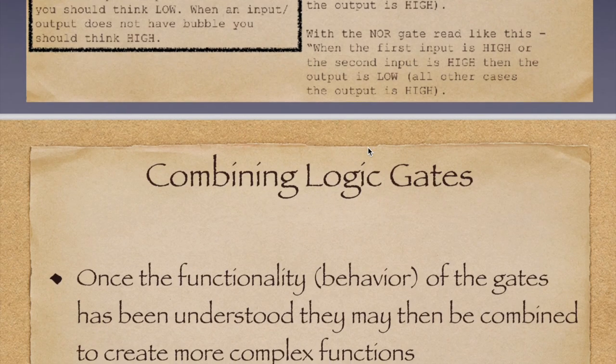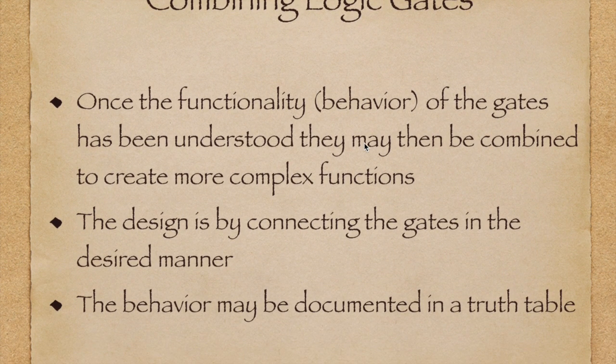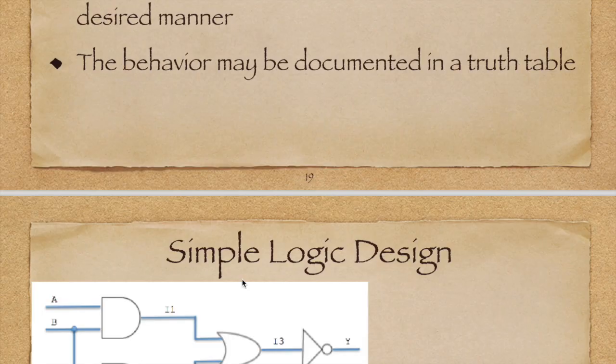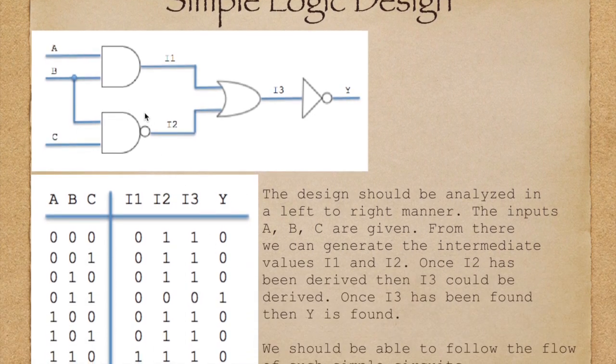Once we have the behavior of the gates within our grasp, now we can begin to create more complex functions. And we do that by combining them together, and we can document their behavior using a truth table. So in this case, here's a very simple little circuit. You can see it's comprised of 4 gates: an AND gate, a NAND gate, an OR gate, and an inverter. There are 3 inputs, which correspond to the 8 rows in the truth table.